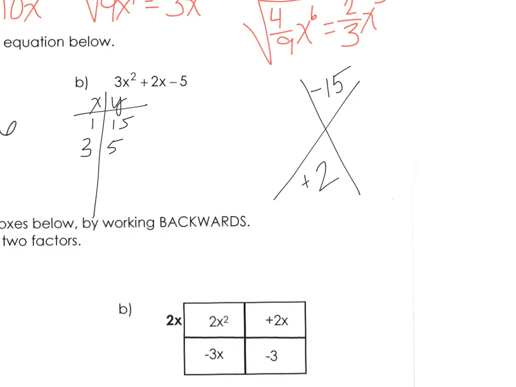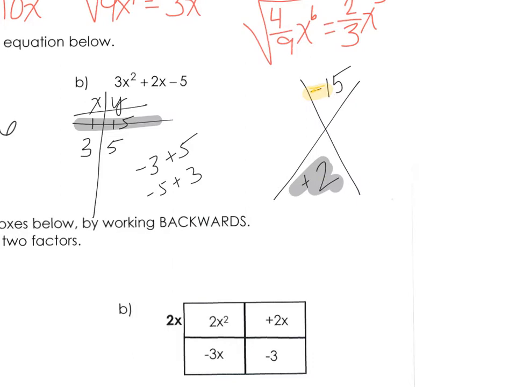Which of those is going to get me a positive 2? Well, it's certainly not going to be 1 and 15. There's no way to get a 2 out of that. 3 and 5 is looking good. So now my choices are negative 3 and positive 5, or negative 5 and positive 3. They have to be opposite signs because I have to get a negative 15. Oops, I meant to do the highlighter there. They have to be opposite signs.